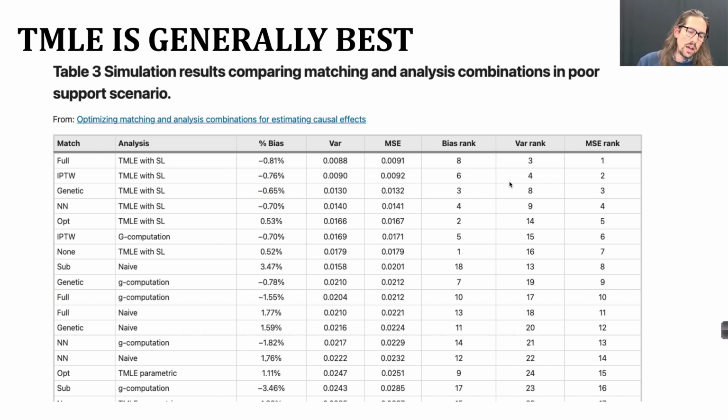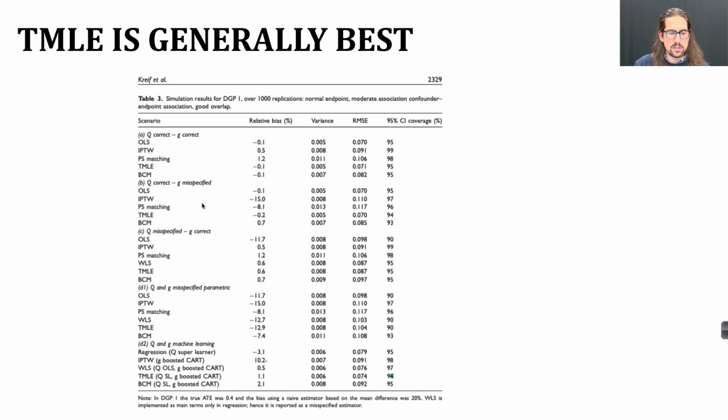And in general, people have done a ton of simulations for all of these kinds of methods, and TMLE is typically best. So here's a bunch of comparisons where they're combining matching type estimators with regression estimators. And here they're doing TMLE, this is just your standard plugin, naive, and so on and so forth. And you can see that in terms of rankings of mean squared error, bias and variance, TMLE is at the top of the list in these simulations.